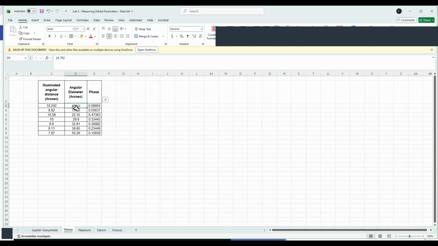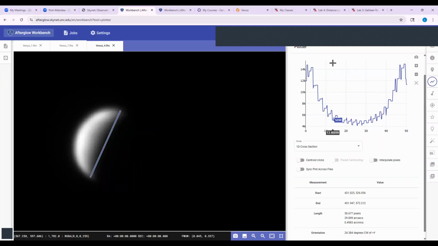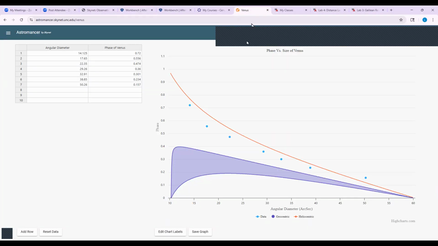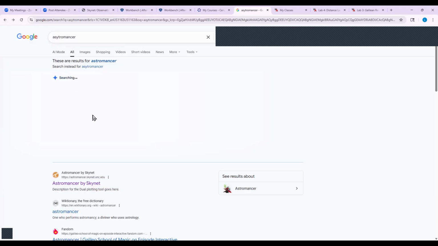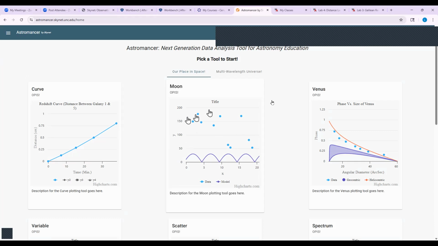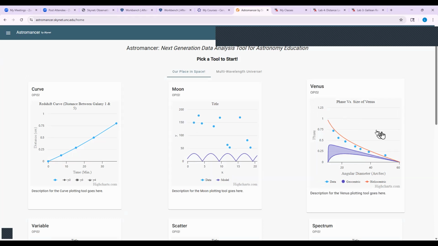The only things you need to take to Astromancer are these. We only needed the angular diameter and phase, because we want to see how phase and angular diameter change with each other. We go back here to Astromancer. On Astromancer, let me go to the beginning to show you. Here, you just click on Astromancer, and you come here and choose Venus.